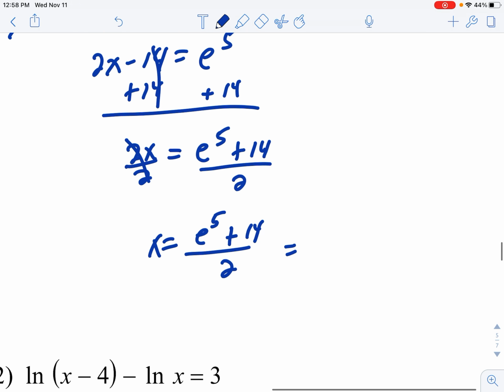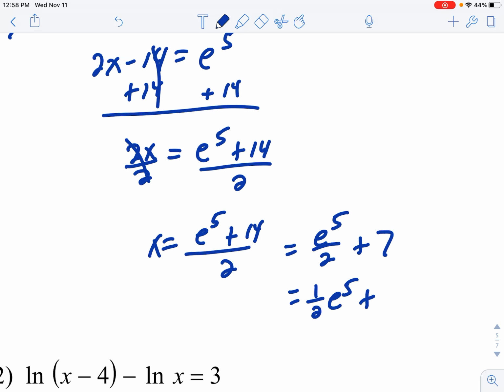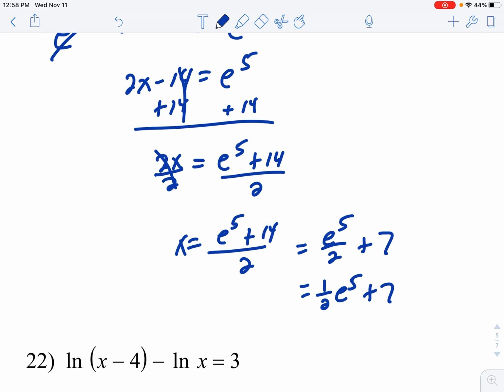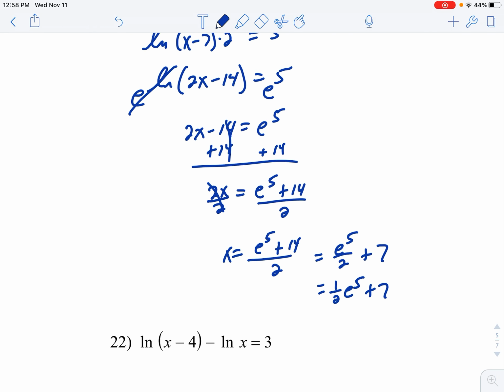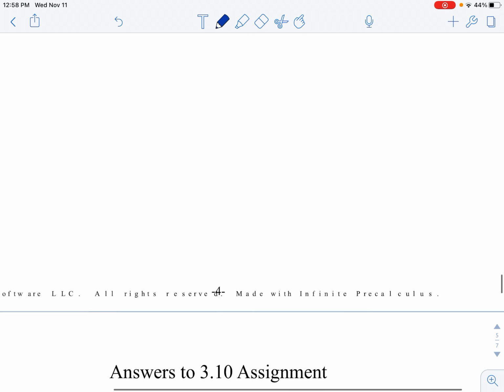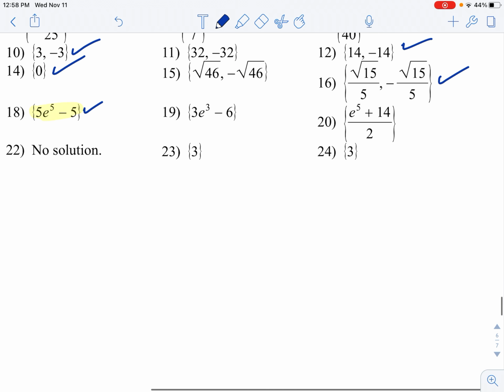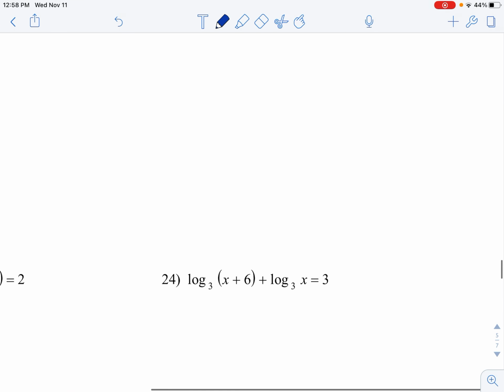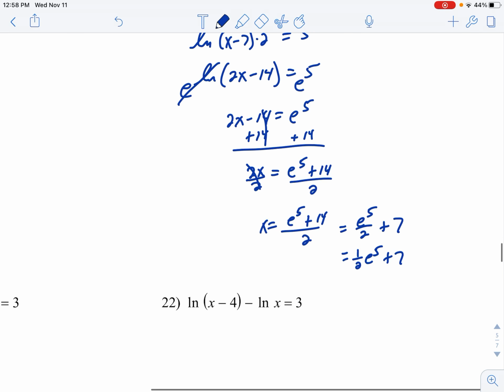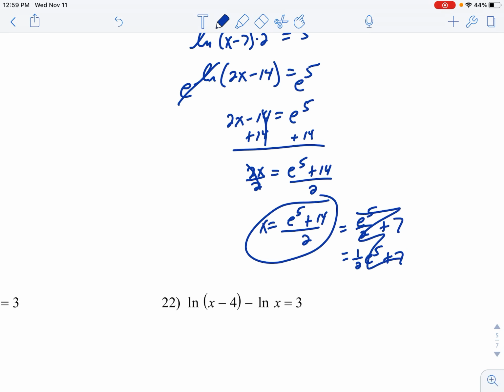Or you could split it into e to the 5th over 2 plus 14 over 2, which is 7. Either one of those would be right answers. Or you could take e to the fifth over 2 and make it 1/2 e to the fifth plus 7. So here we have 3 different versions of the same answer. I wonder which one the answer key chose. Number 20, the first one. So right there, I didn't even need to show you any of this stuff. Oh well.